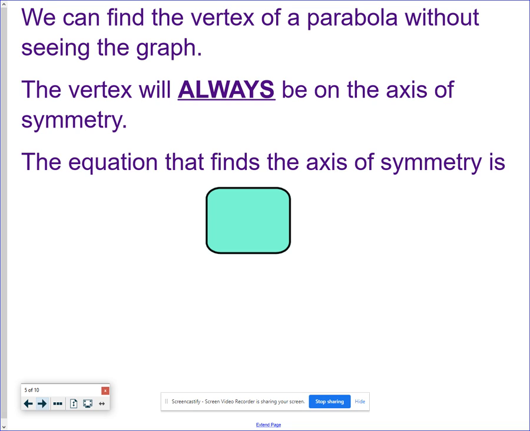All right, so we can find the vertex. So far, I showed you how to find the axis of symmetry anyway, with a graph, but I can do this without a graph. The vertex is always going to be on the axis of symmetry, so that's where we're going to start. We're going to find the axis of symmetry, and again, that equation is x equals, remember this is a vertical line, x equals the opposite of b over 2a.